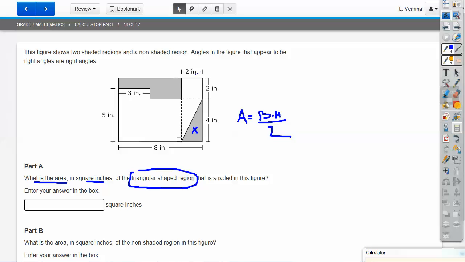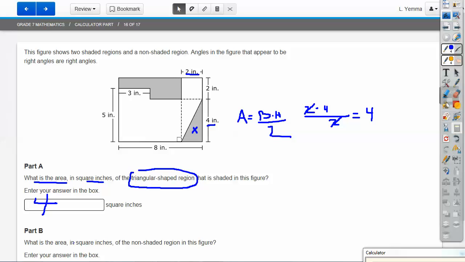So in this case, my base is 2. My height is 4. And I'm going to divide it by 2. And I get 2 divided by 2 is 1. So I just get 4. All right.